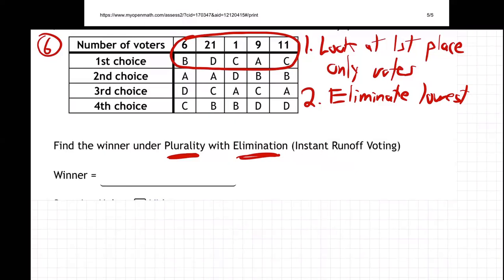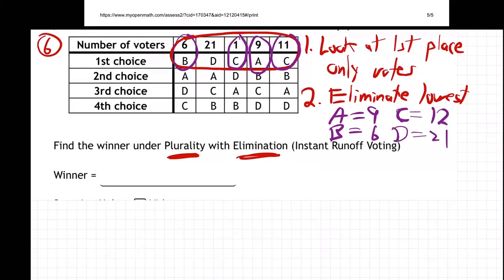So here we go. On mine, who's going to get kicked out? Who has the lowest number of first place votes? I can't tell, so I'm just going to write them here real quick. Looks like A has just 9. B has 6. C has 1 and 11, so 12. And D has a bunch, 21. So B is out.